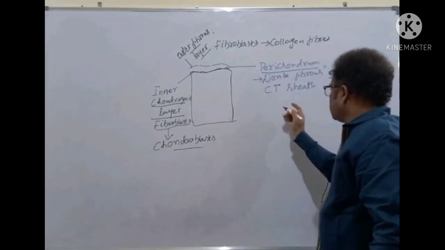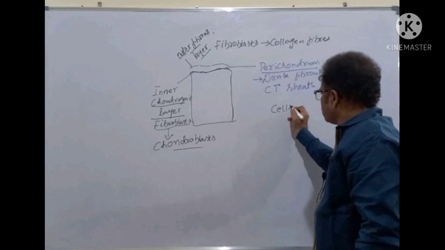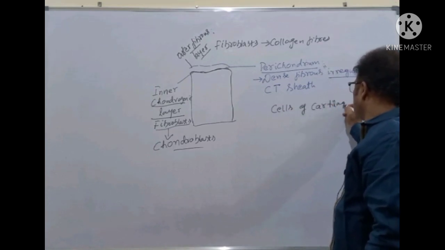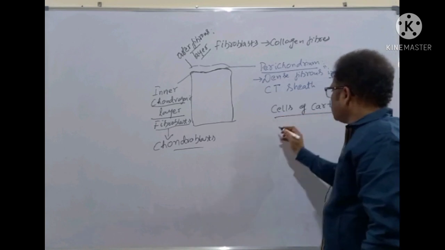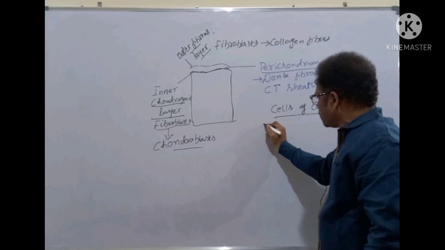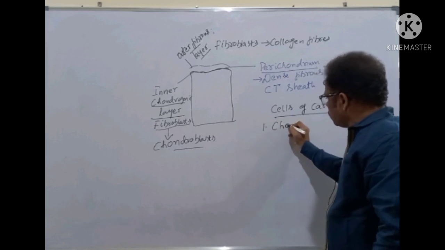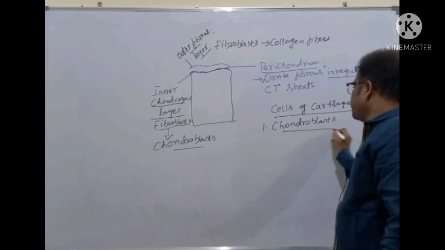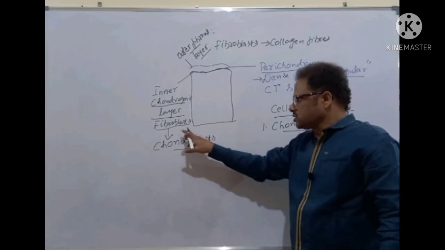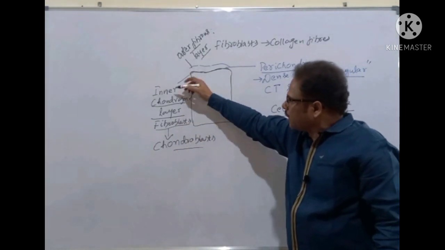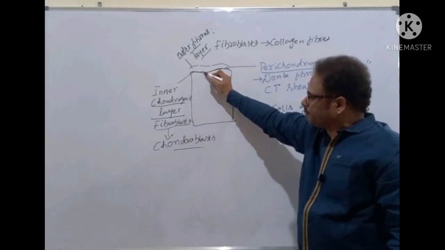Now let's discuss the cells of cartilage. There are principally two types of cells. Number one, chondroblasts. I told you just now that the chondroblasts are secreted by the fibroblasts, which are present in the inner chondrogenic layer.